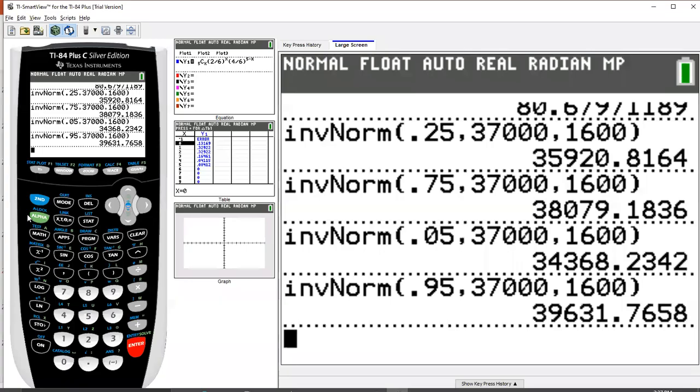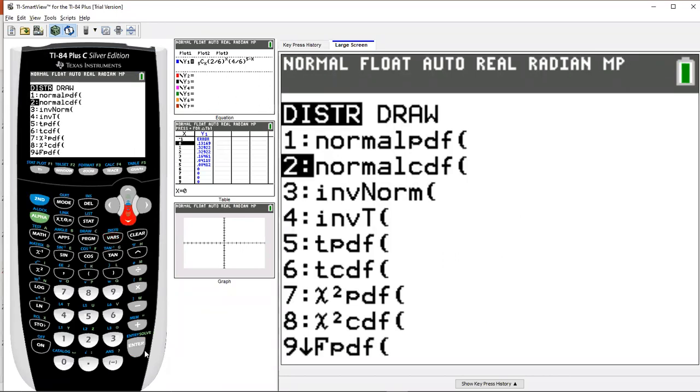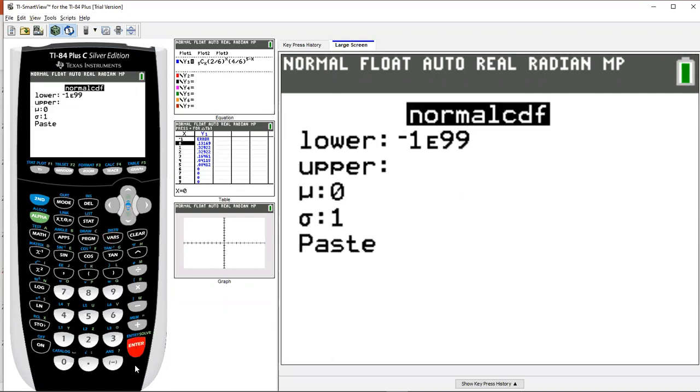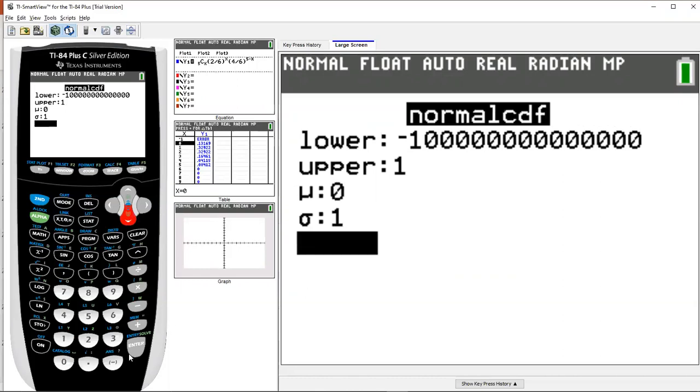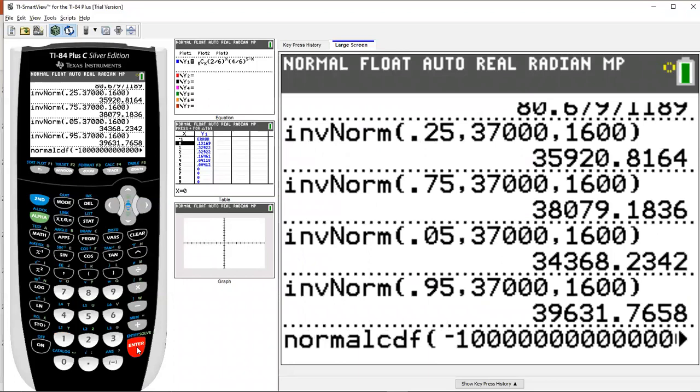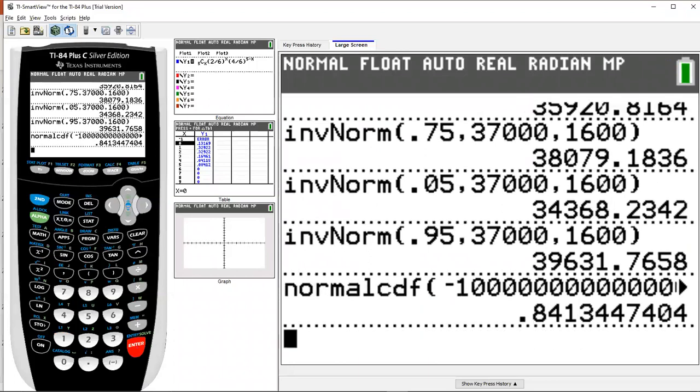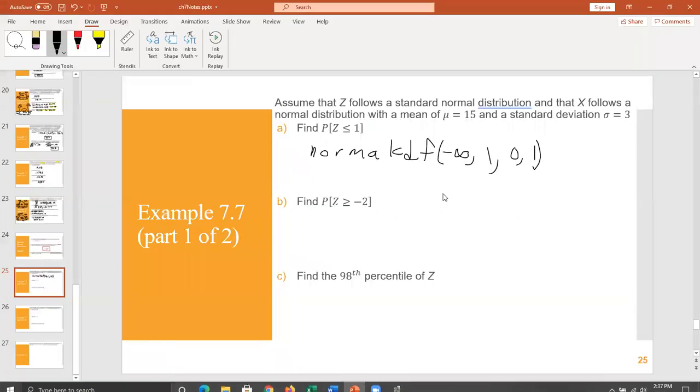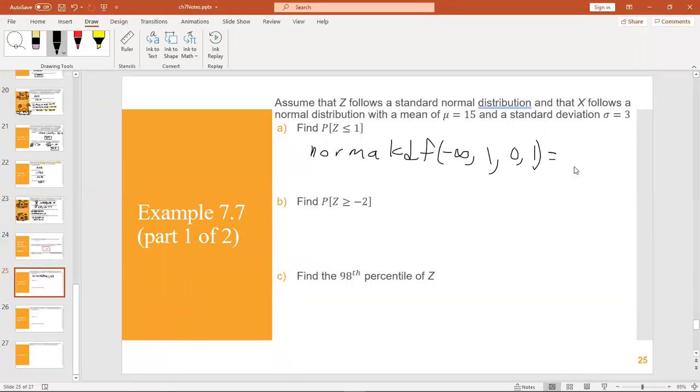So we're going to need to get our calculator and say, all right, calculator, find for me second vars, do a normal CDF. We're going to go negative, really huge number to stand in for infinity, up to 1. Mu is 0, sigma is 1. If you work that out, you get 0.8413. So that will be our solution for this first one here, 0.8413.